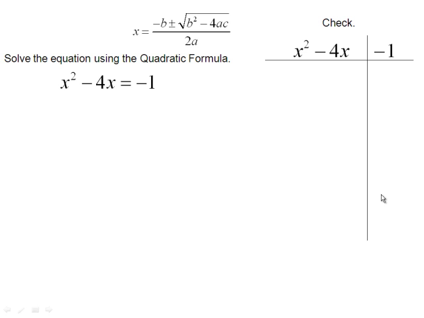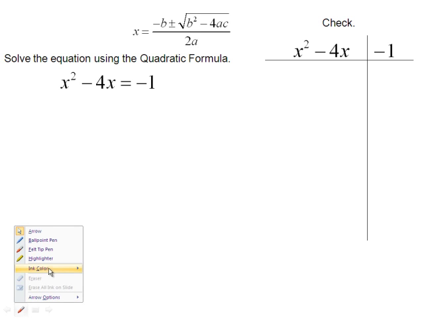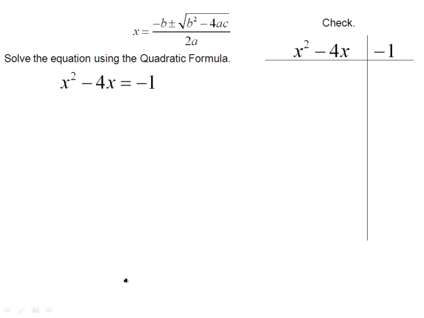Let's solve another equation, and this time we'll just use the quadratic formula. So we have x squared minus 4x equals 1. The very first thing we need to do is to make sure that our equation is in standard form. We know standard form just means all the terms on one side and 0 on the other. So we would add 1 to both sides, and that would give us x squared minus 4x plus 1 equals 0.